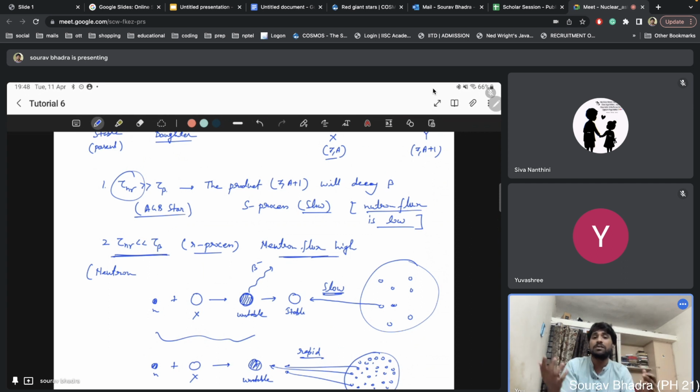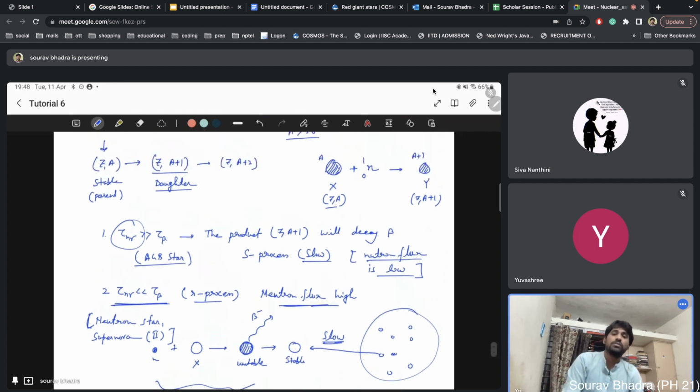The flux is much higher than other astronomical objects. So this neutron star will give rise to the R process. Also supernova, generally type 2. So this is the place of the R process. So S and R both processes happen, and in the next class we will see how this process leads to the production of different elements.